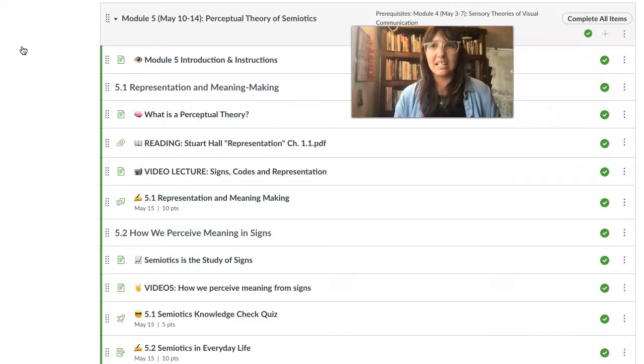How can we apply this idea of representation and meaning making? We'll launch right into visual culture at the end of this, and then we'll start analyzing different kinds of media, and the form and the content and other things that are impacting your perception.